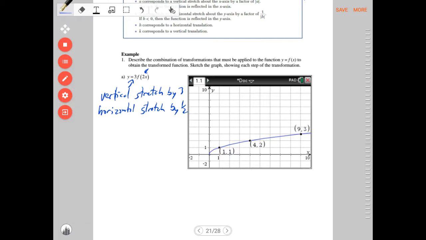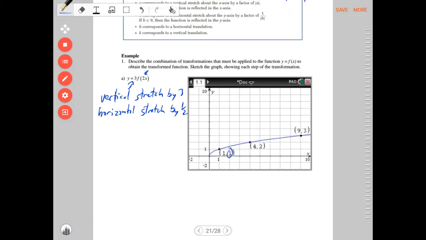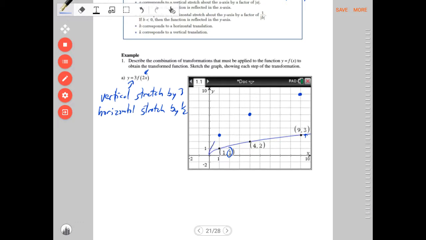So remember, the vertical stretch takes all the y-coordinates and multiplies them by 3. So the 1 gets multiplied by 3, so that becomes 3. The 2 gets multiplied by 3, so that's now 6. And the 3 gets multiplied by 3, which is 9. Okay, so there is the first one.